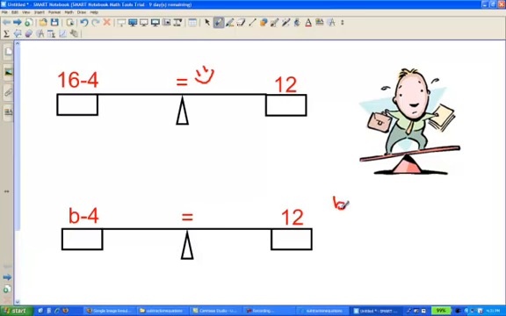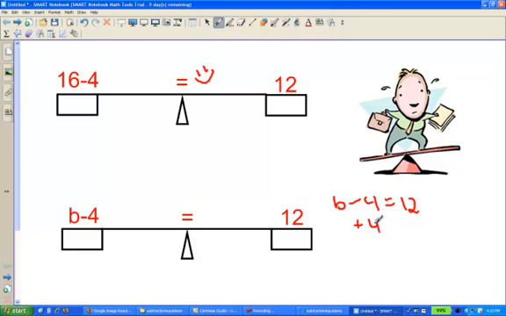B minus 4 equals 12. So I rewrote the problem. Now, I want to get B by itself. And right now, on the left side of the equal sign is minus 4 with B, and I don't want that. So how do I get rid of minus 4? Well, I do the inverse operation. In this case, inverse of subtraction is adding. And what number am I going to add? I'm going to add 4 because I want to get rid of 4. I want to have B all by itself on the left side of the equal sign.